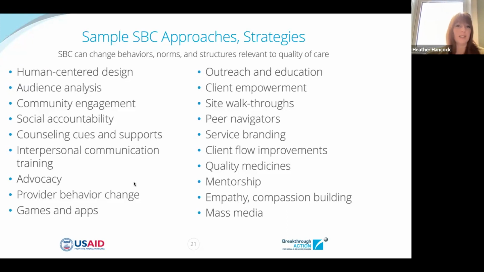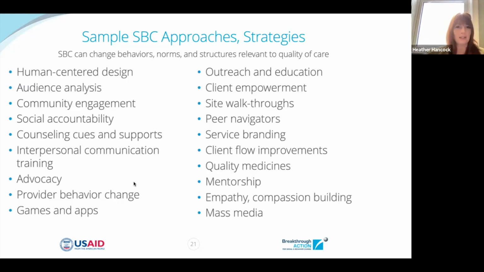So things like human-centered design process and audience analysis, that I alluded to earlier, a lot of the provider behavior change work that has been done, looking at social accountability mechanisms and other community engagement, like community dialogues and partnership defined quality, fishbowl dialogues, various client empowerment mechanisms to ensure that clients come ready for an interaction with the provider, and various empathy and compassion building techniques. So I will let you sit with those and think about those a little bit and how we might better apply some of these SBC approaches and strategies to quality care.